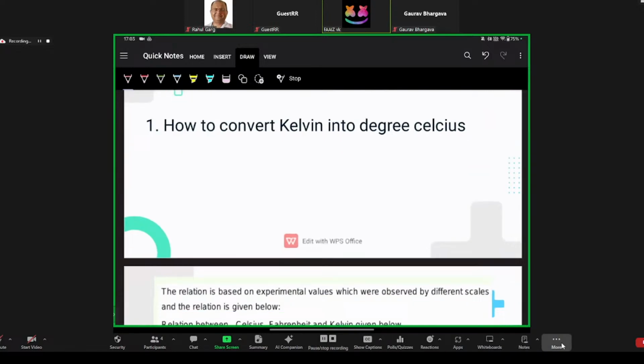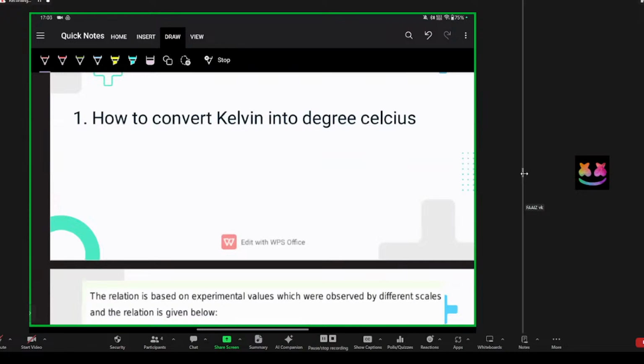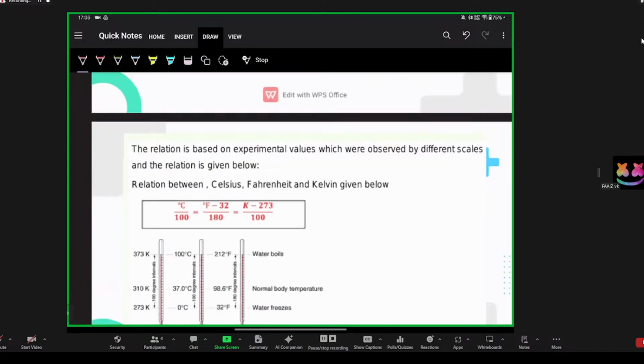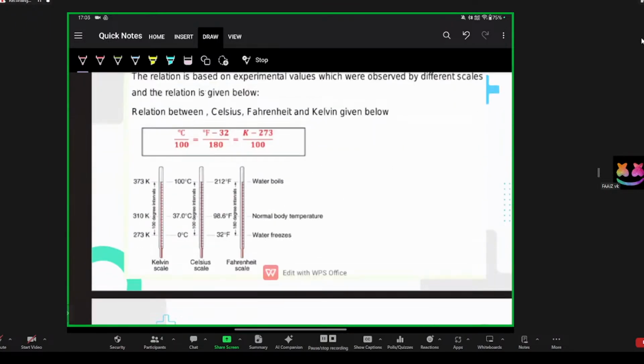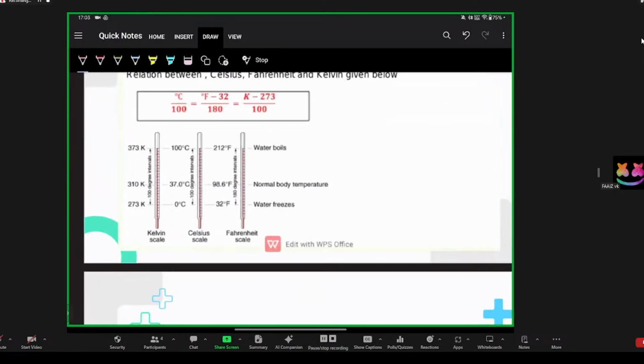The question is how to convert Kelvin into degree Celsius. This is a common problem from thermal properties of matter, like converting Kelvin to Celsius, Celsius to Fahrenheit, vice versa, Kelvin to Fahrenheit and all. So we have a general equation for that. What is the equation? We got the equation from these scales only. We have three scales: Kelvin scale, Celsius scale, and Fahrenheit scale.